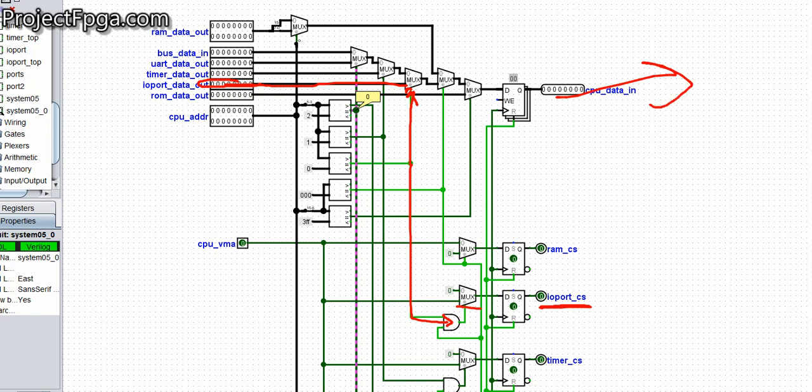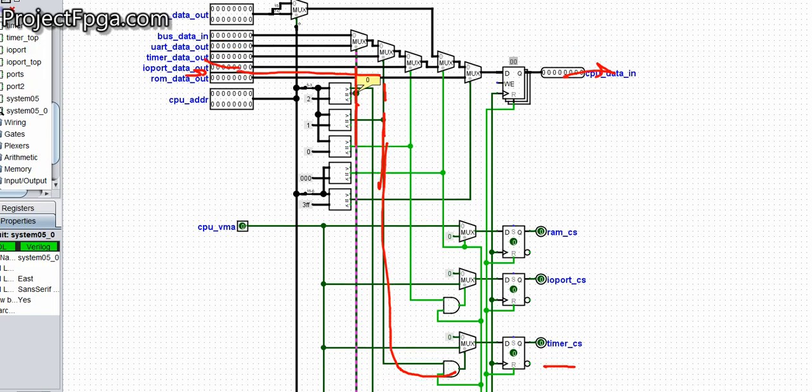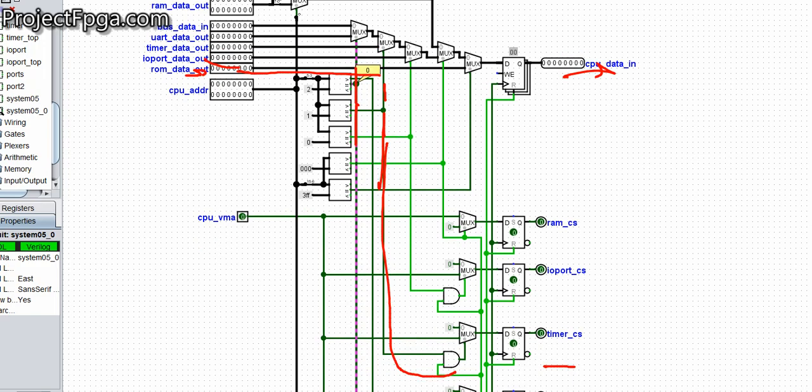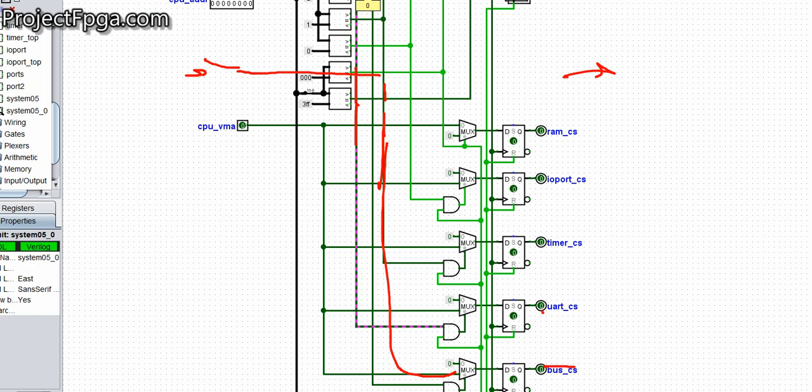So the same goes for every other, for this one and for this one. So you can see it goes here to select the timer data. That is, the data coming from the timer is going to the CPU data in. Then it's going down also and enabling the timer CS to write to the timer. The same for this one, it selects the UART, and down here it enables the UART CS.